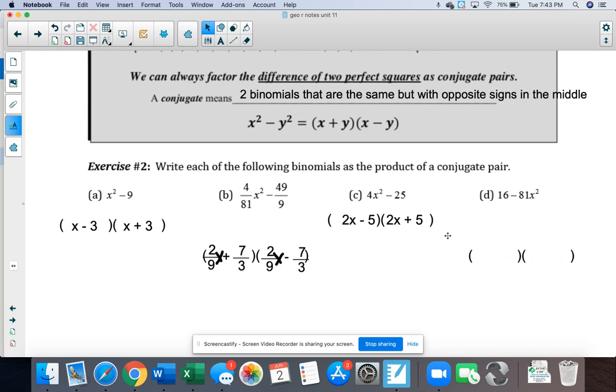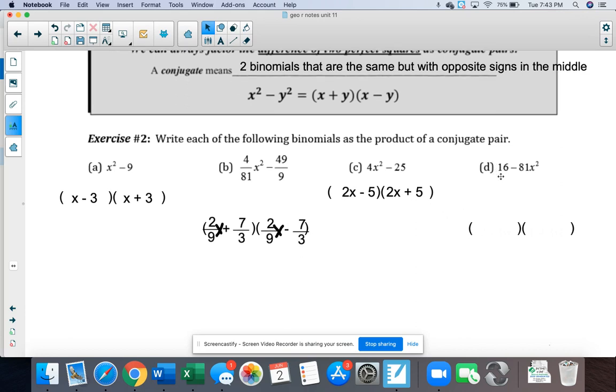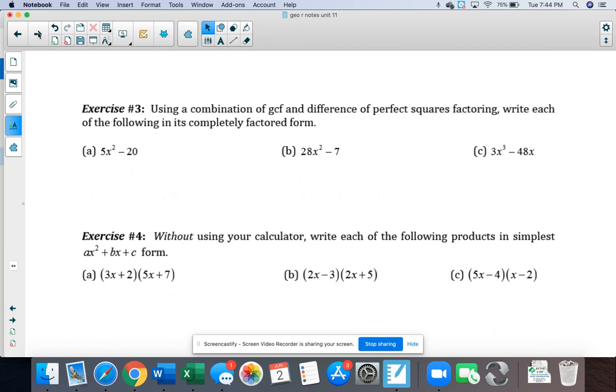And then D is not much different, except I have a number in front. I don't have the x squared or anything, a letter in front. But 16 is a perfect square, 4 times 4. And 81 is a perfect square, 9 times 9. And x squared is a perfect square. So it's 4x minus 9x and 4x plus 9x. Okay, we're going to try some more on the next page.